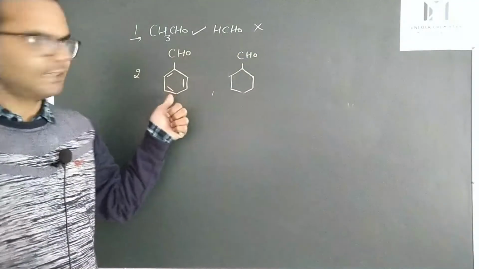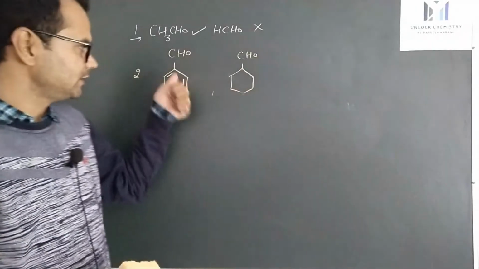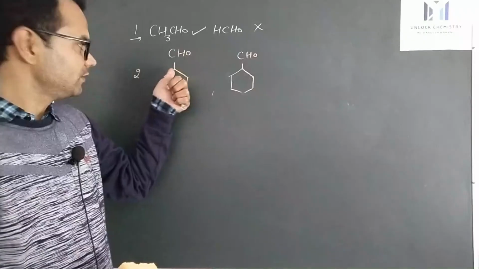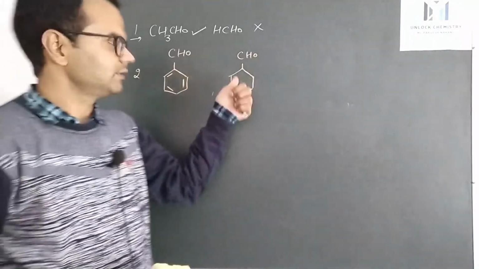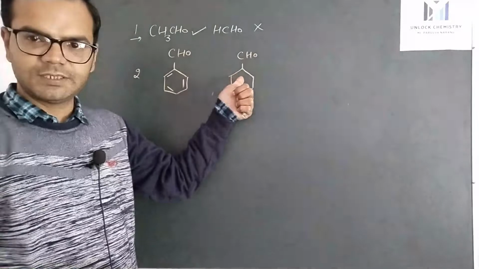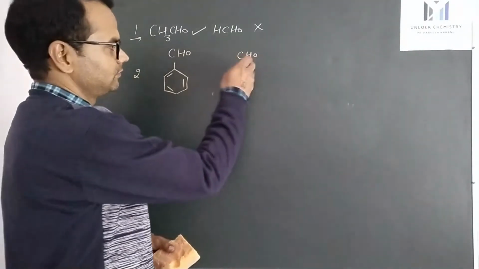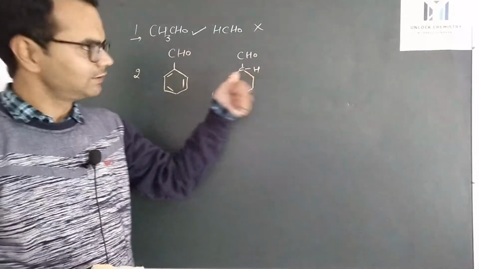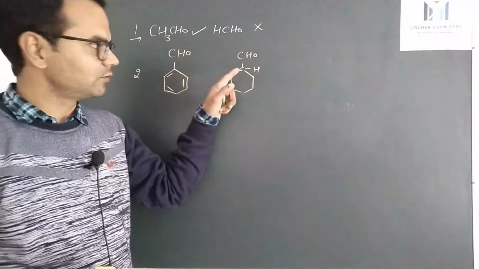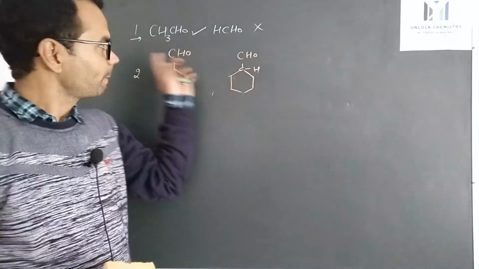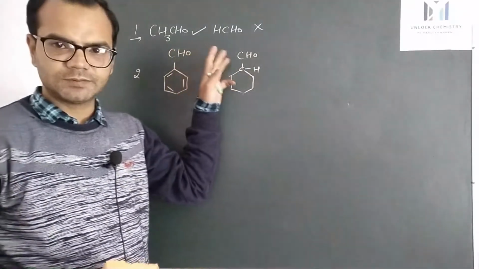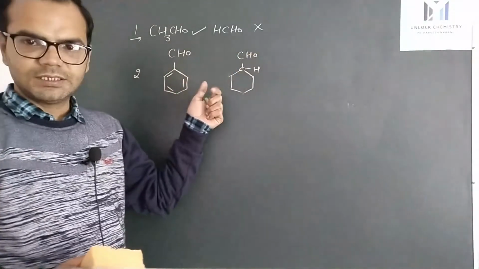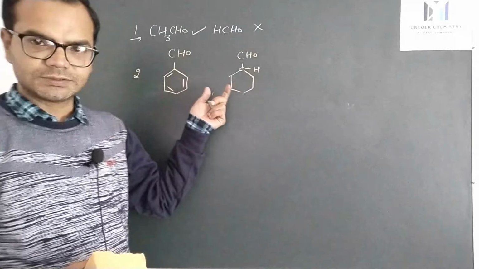Second, we have benzaldehyde and cyclohexanol. In benzaldehyde, there is no alpha hydrogen. Why? Because carbon is already having its 4 valency, but in cyclohexanol, there is an alpha hydrogen. This is carbon. It contains 1 alpha hydrogen. So we need at least 1 alpha hydrogen. Then the compound can show tautomerism or desmotropism. Right? So by knowing the basic condition of tautomerism, we can compare compounds.